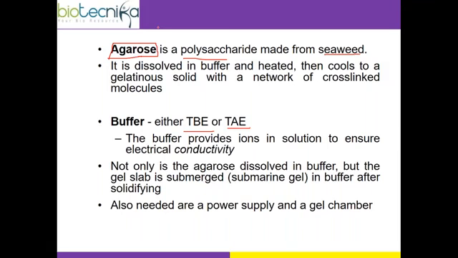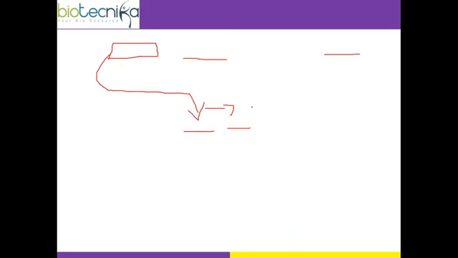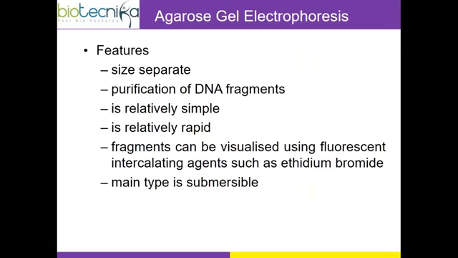Mostly we use the buffer because it has proper conductivity and ensures electric conductivity. Even the agarose will be dissolved in one of these buffers, and the same buffer will be used as a running buffer. Agarose is used for separation of DNA based on size, and to check the purity or purification of a DNA fragment.